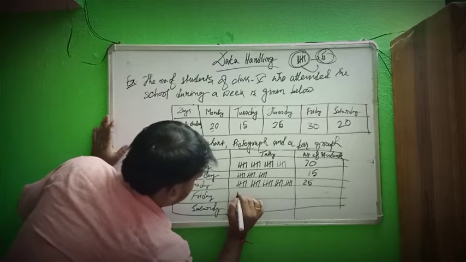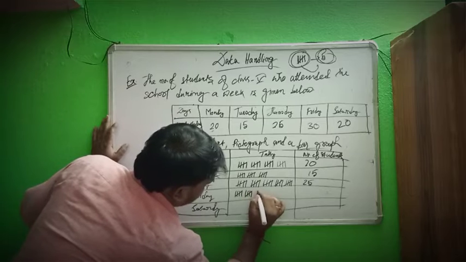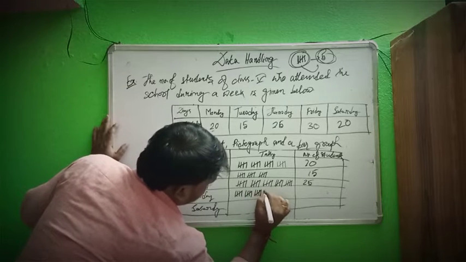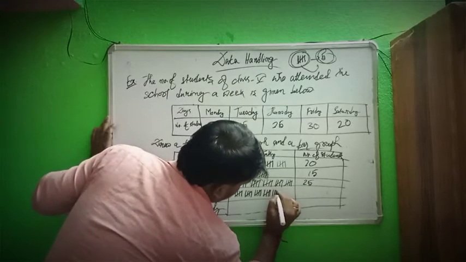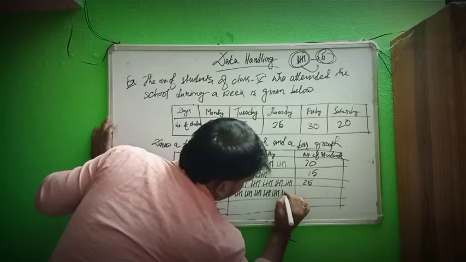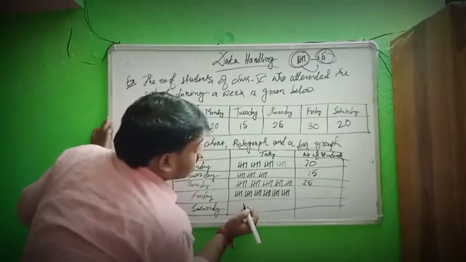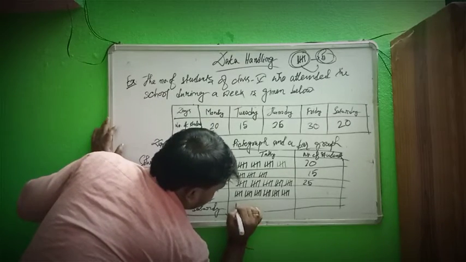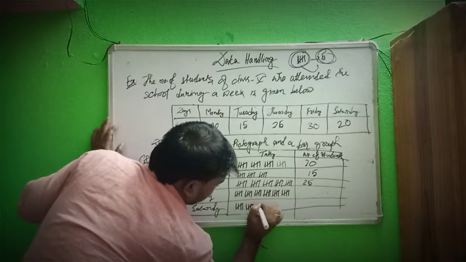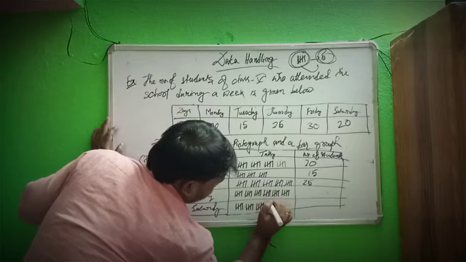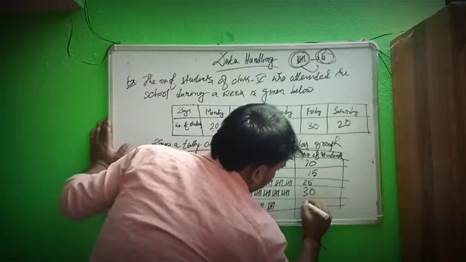Next, the value is 30: 5, 10, 15, 20, 25, 30. And on Saturday there are 20 students: 5, 10, 15, 20. So here 30 students, here 20 students.